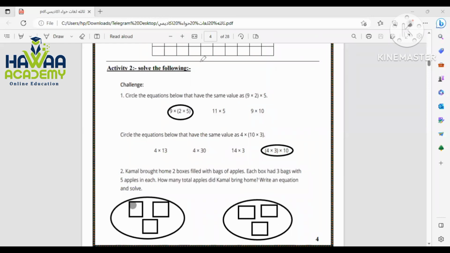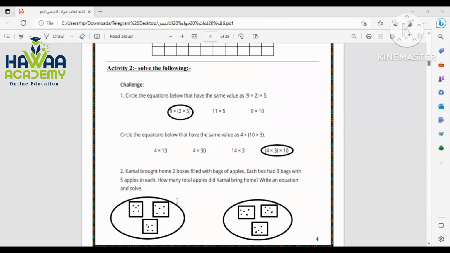1, 2, 3, 4, 5. 1, 2, 3, 4, 5. 1, 2, 3, 4, 5. How many total apples did Kamal bring home?